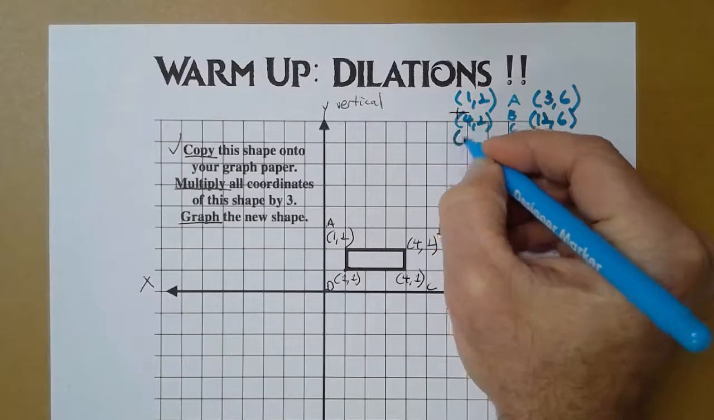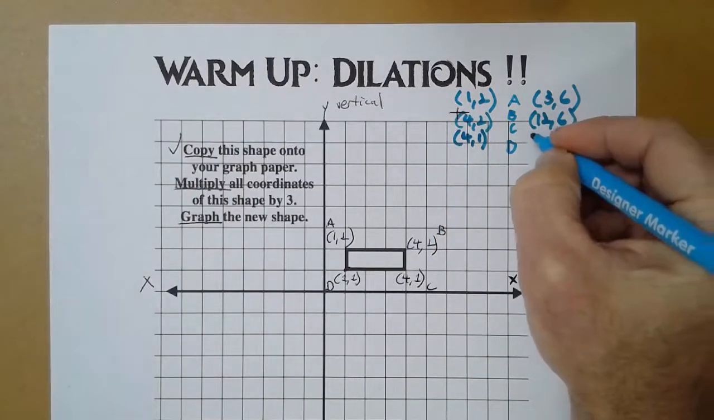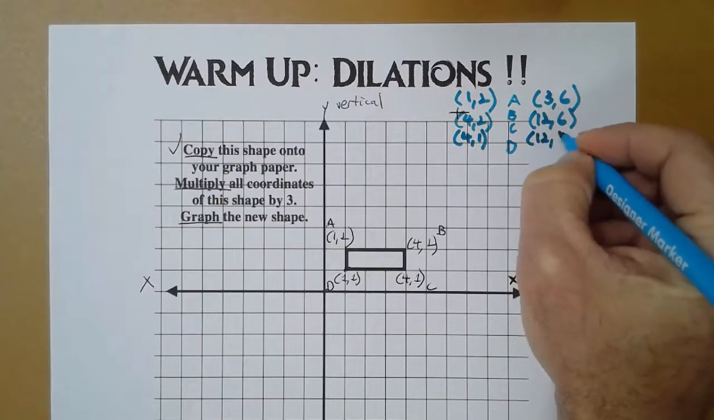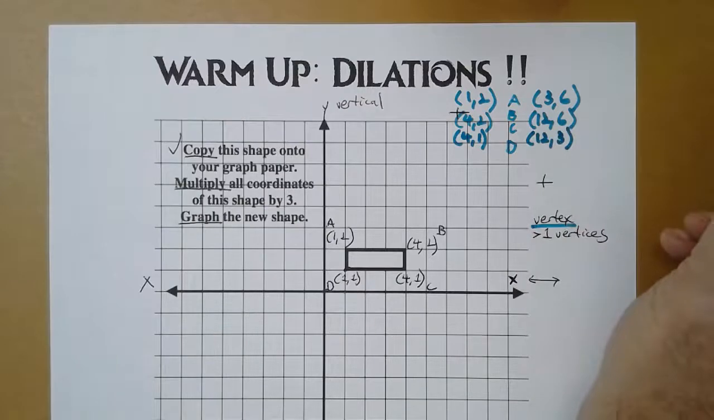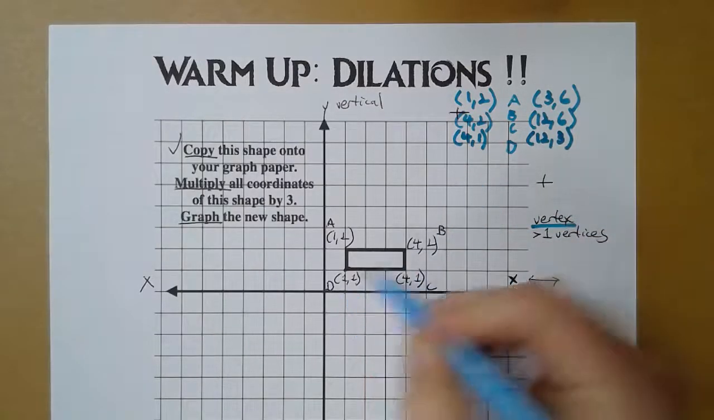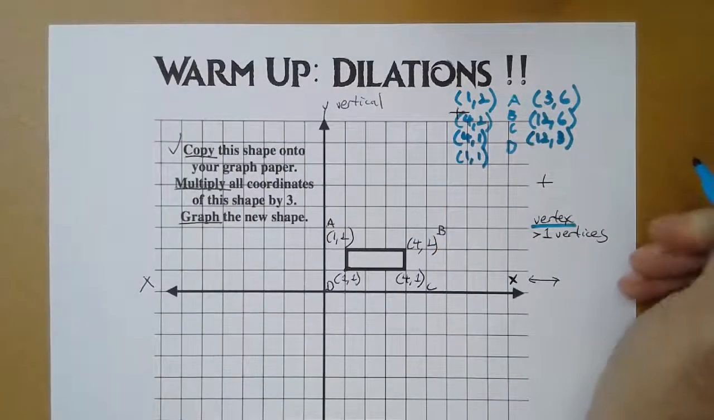Vertex C is 4, 1. I'm only going to do one take here, so I want to go slow and get it right. Plus, it's embarrassing to make a video and get something wrong. Finally, D is 1, 1. What is 1 times 3?